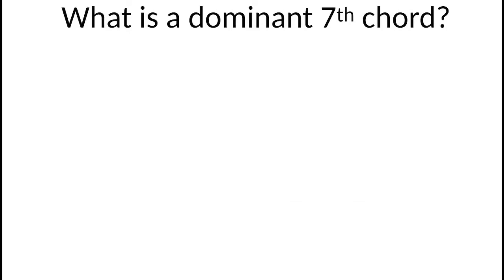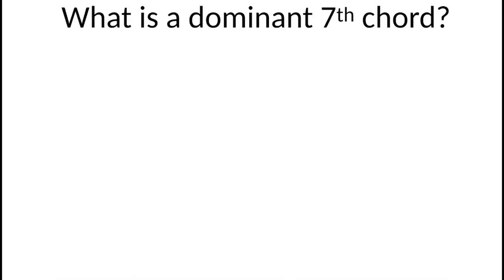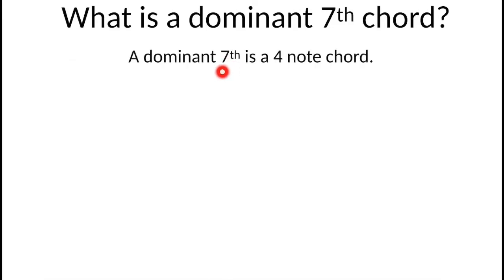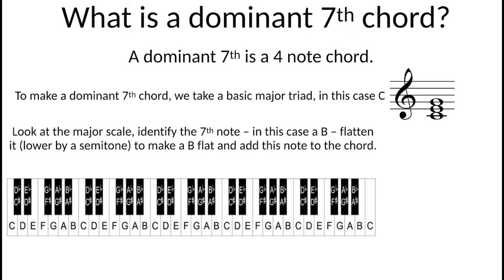How about a dominant 7th chord? So we've seen that this is the chord of C major, F major, G major. And again, as this might imply, another note's added to that basic triad to make it a 4-note chord. So you take the major chord, the major triad of C in this case, and because it says 7, we're looking for something that's 7 steps away from C.